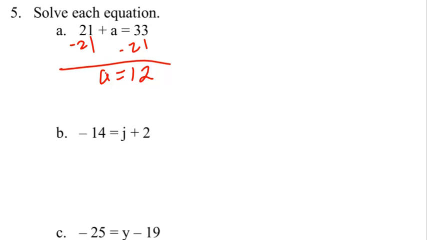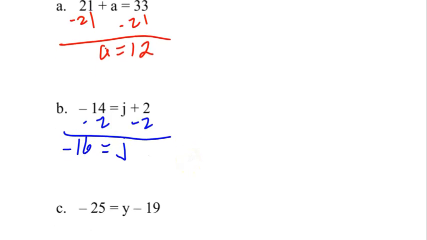Next, I look for the variable j. J plus 2 equals negative 14. So the opposite of adding 2 is subtracting 2. So I subtract 2 on both sides, and j is going to equal, since both of them are negative, I would have a negative 16. I just add the two numbers with a negative sign.